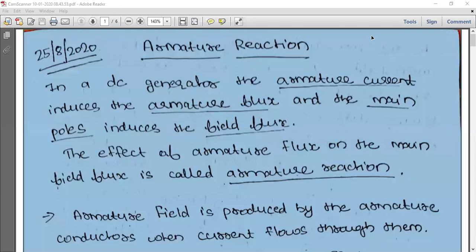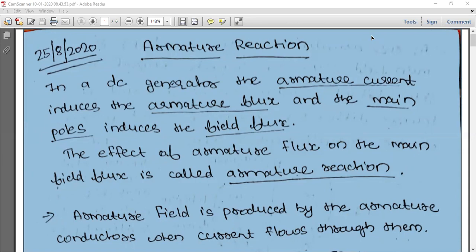Good morning, students. The topic for discussion today is armature reaction: how the phenomenon called armature reaction affects a DC generator and a DC motor. In both a DC generator and a DC motor, the effects are just opposite. The effect on a motor will be exactly opposite to the effect on a generator. So we will discuss the effect of armature reaction on a generator, and then we will do a comparison of how differently it comes out.